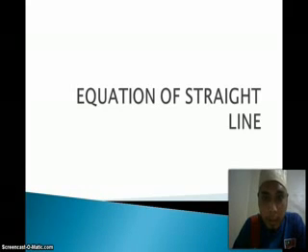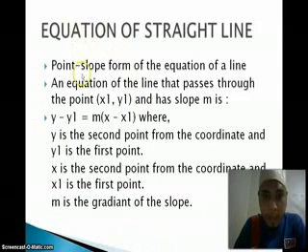Assalamualaikum. I am Muhammad Muhyiddin, and today I'm going to explain the equation of a straight line. The important thing for the equation of a straight line is that we must get y, y1, and x, x1, where y is the second point from the coordinate and y1 is the first point, whereas x is the second point for the coordinate and x1 is the first point, and m is the gradient of the slope. This is the main equation for a straight line.